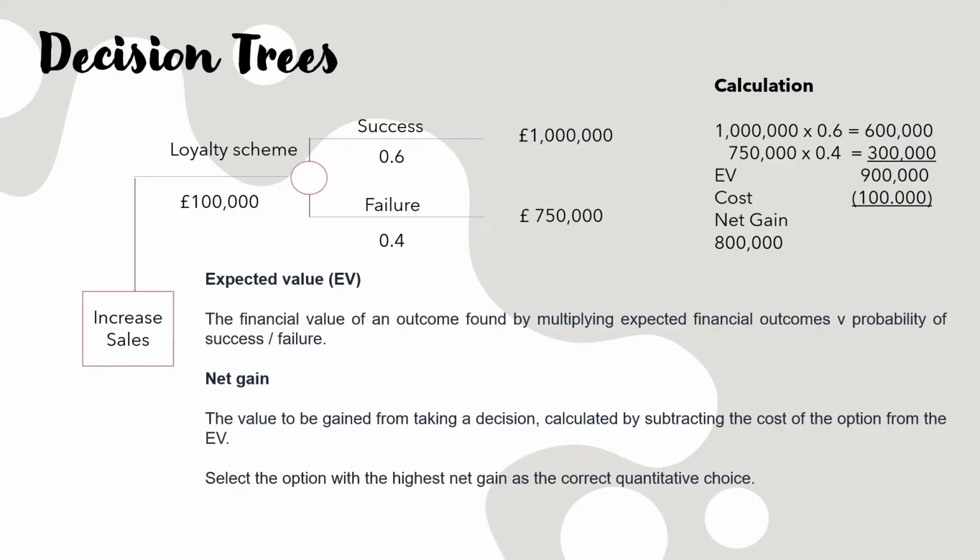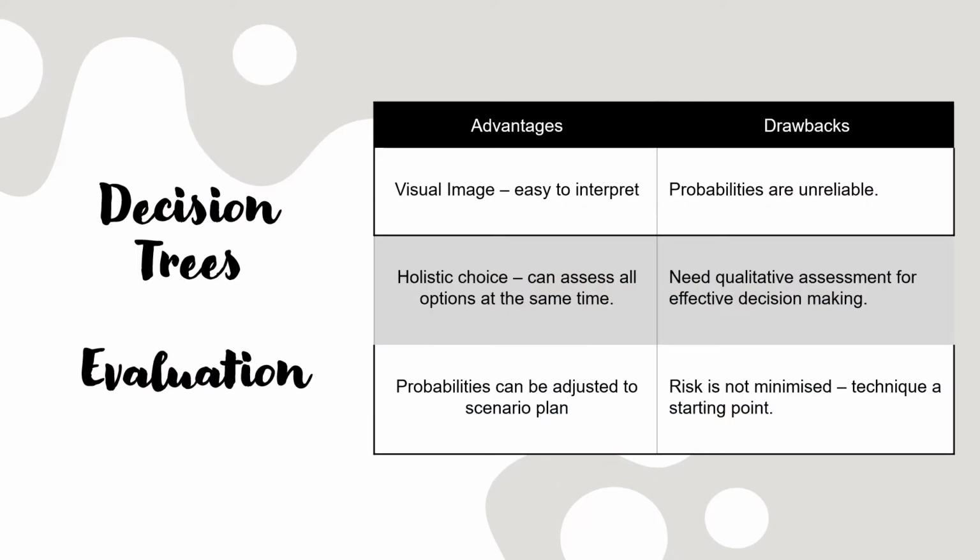So decision to be made in the square, increase sales. One of the options, loyalty scheme. Cost of option, probability of success, failure, subsequent revenues. And then as the calculation shows, work right to left and you'll come up with a net gain, and whichever option gives you the highest net gain is the option on a numerical basis that you select.